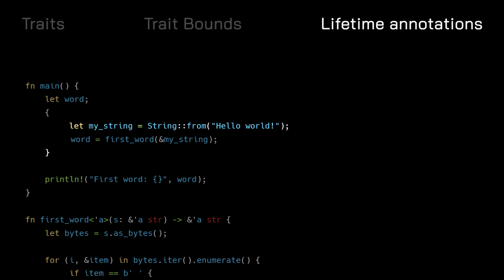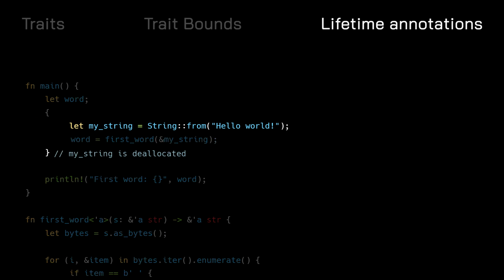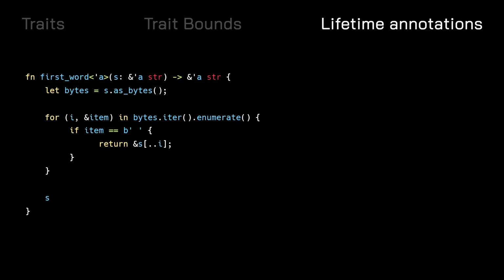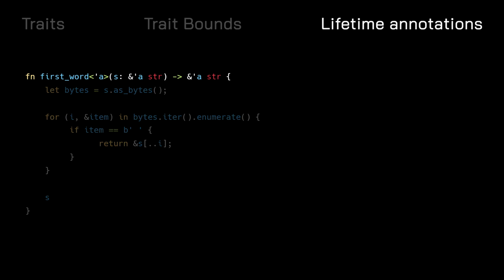In this case, my string will be deallocated at the end of the inner scope, so using the returned reference afterwards would be invalid. Rust's compiler prevents this memory safety bug, and luckily for us, in most cases, we don't even have to write generic lifetime annotations explicitly because the Rust compiler is smart enough to infer them. Now that we understand traits, trait bounds, and generic lifetime annotations, let's discuss higher rank trait bounds.